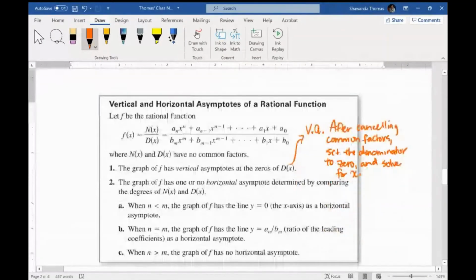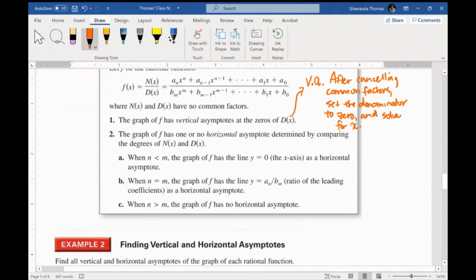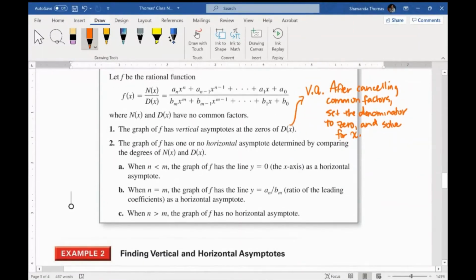Let's talk about horizontal asymptote, how we find that. It's more involved, as you can see. What we're going to do is compare degrees of n of x and d of x. What is n of x again? That's why I asked you all earlier. What do you think n of x is referring to? The numerator. And d of x, the denominator. So we're going to compare the degrees of the numerator and denominator.